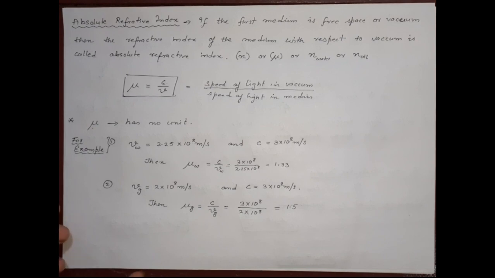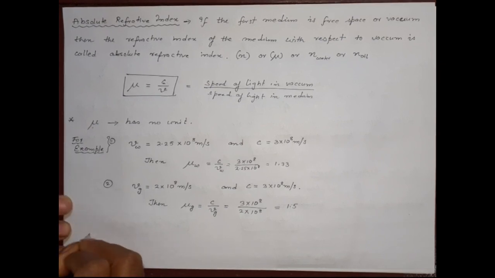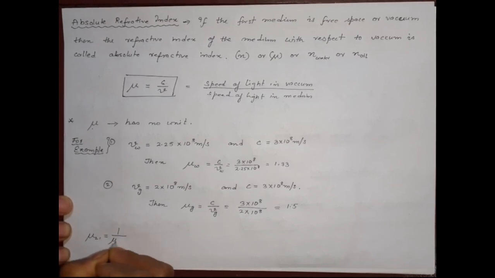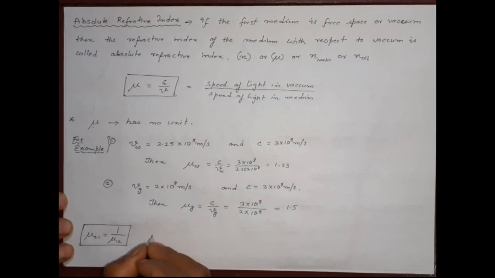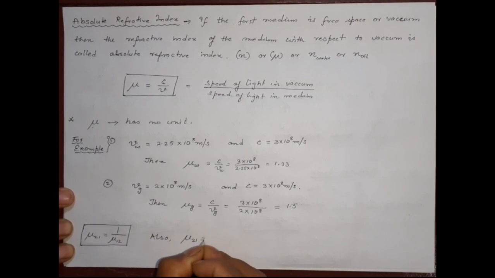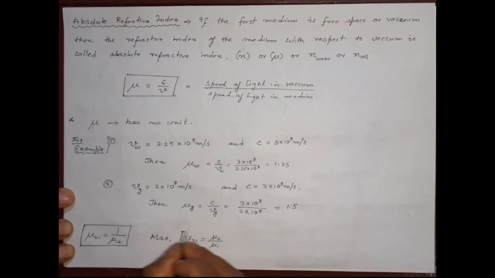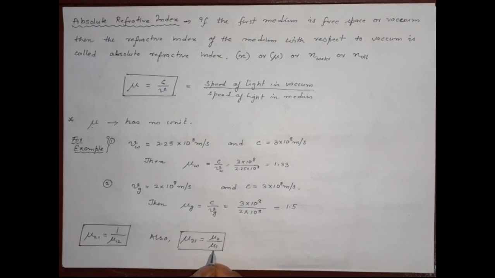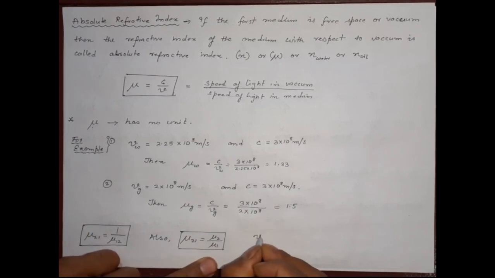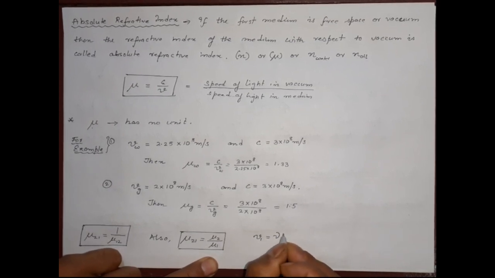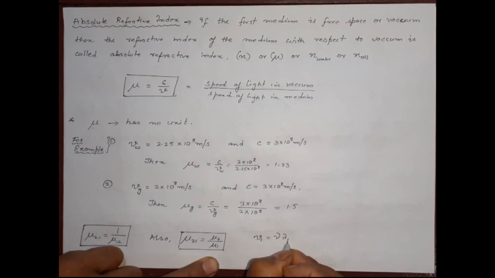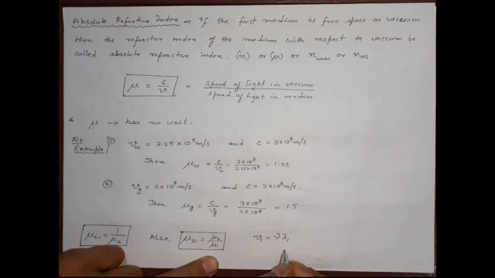Refractive index has other things also to remember, like I'll quickly write this. Mu 21 will be equal to 1 by mu 12. This is the inverse relation between the two. Also, mu 21 is mu 2 by mu 1. Relative refractive index between two media will be the absolute refractive index of the second by the absolute refractive index of the first, and the velocity will be the frequency into the wavelength. So this is the frequency and the wavelength of the medium.